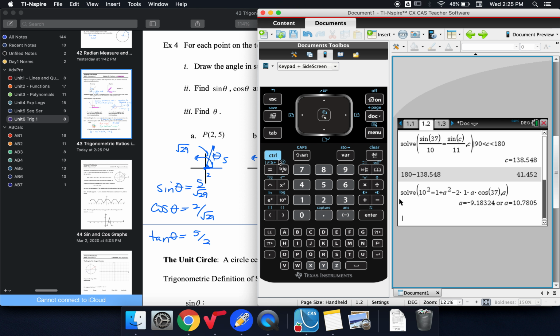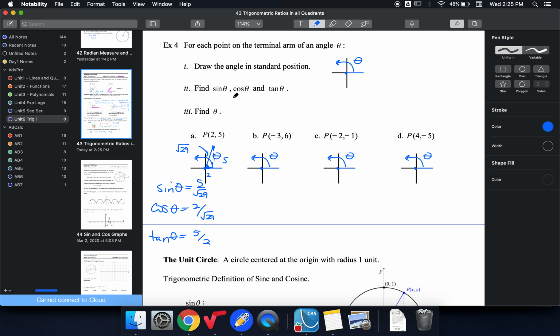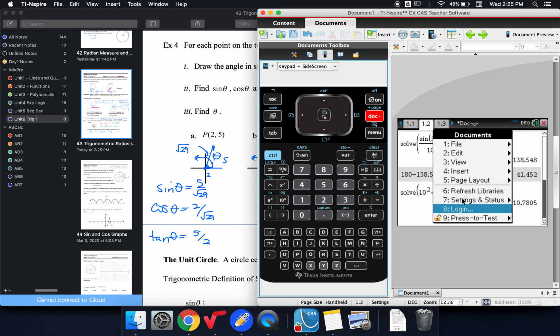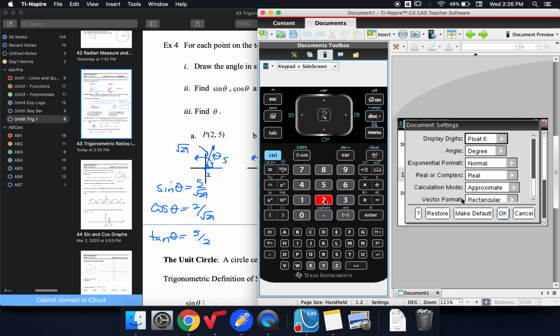All right, so first I'm going to look and see on my screen. I'm in degrees. It doesn't say, so that means I'm going to go to radians because we are sophisticated mathematicians. So I'm going to go doc, and then into my settings, document settings, and instead of degrees, I want to have radians.